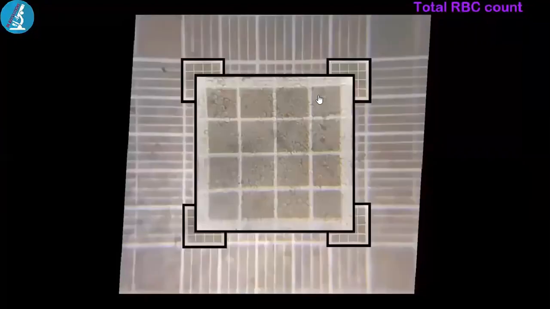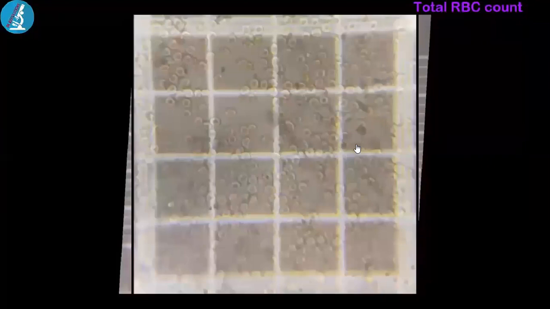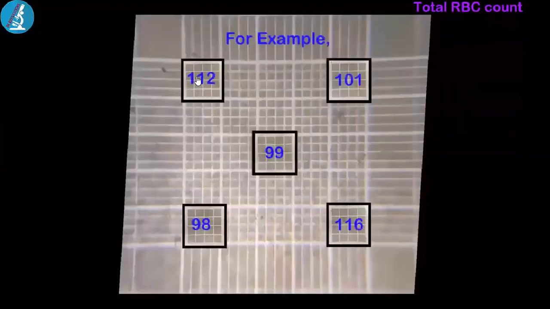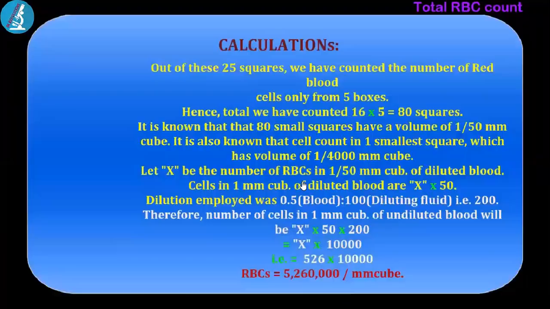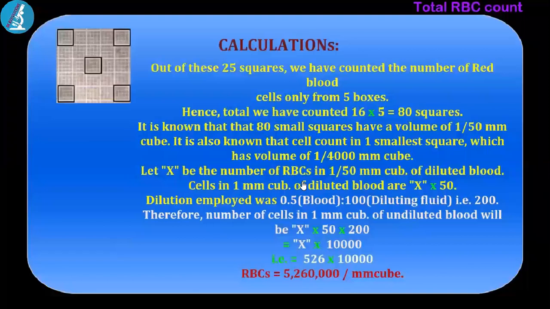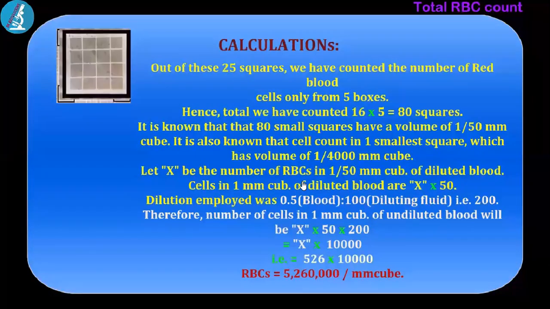Okay, so even here you can appreciate, you are able to count red blood cells. For instance, if here you count 112, 101, 99, 98, and 116, you add these cells that you've counted from the 5 squares. Then you come back to your calculations. So after adding, you have the total number of red blood cells that you have counted in 5 squares.